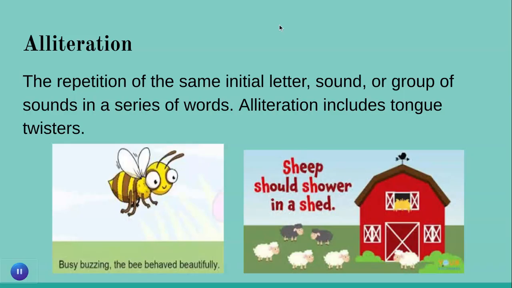The next one that we're going to discuss is called alliteration. Alliteration is a repetition of the same initial letter, sound, or group of sounds in a series of words. It can also include tongue twisters. Okay, so sheep should shower in a shed. That can be kind of hard to say sometimes. Busy buzzing, the bee behaved beautifully. Almost every word in that sentence started with the letter B. So if you're ever asked to look for figurative language, this is an easy one to look for.